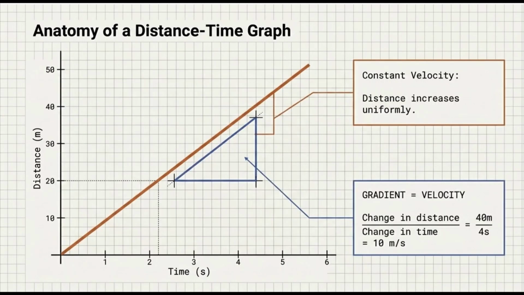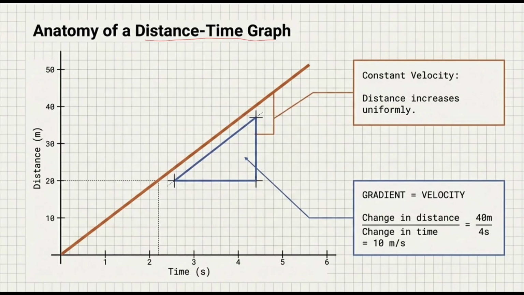Now let's see the distance time graph. How do we use the distance time graph? So far we have learned about the velocity time graph. Here the most important feature of the graph is its gradient. Gradient is equal to change in distance divided by time. Since distance divided by time gives velocity, the gradient of a distance time graph represents velocity.